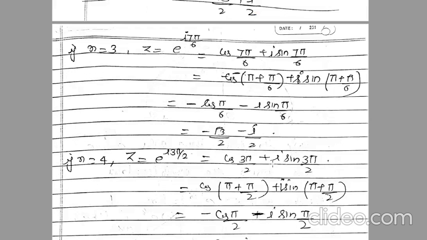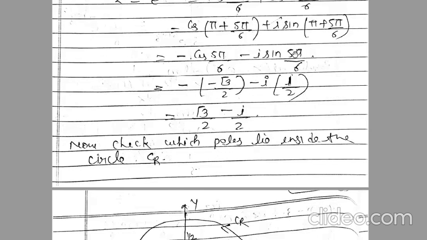Now again, n is equal to 5. So 2n plus 1, that means 5 into 2 plus 1. So 11 pi by 6. Now 11 pi by 6, you can write pi plus 5 pi by 6. So minus cos 5 pi upon 6 minus I sin 5 pi upon 6. Now you know the value of cos pi by 6, so you can write it from here. So cos 5 pi by 6 value is minus root 3 by 2, and sin 5 pi by 6 value is 1 upon 2. So you will get minus root 3 by 2 minus I upon 2.